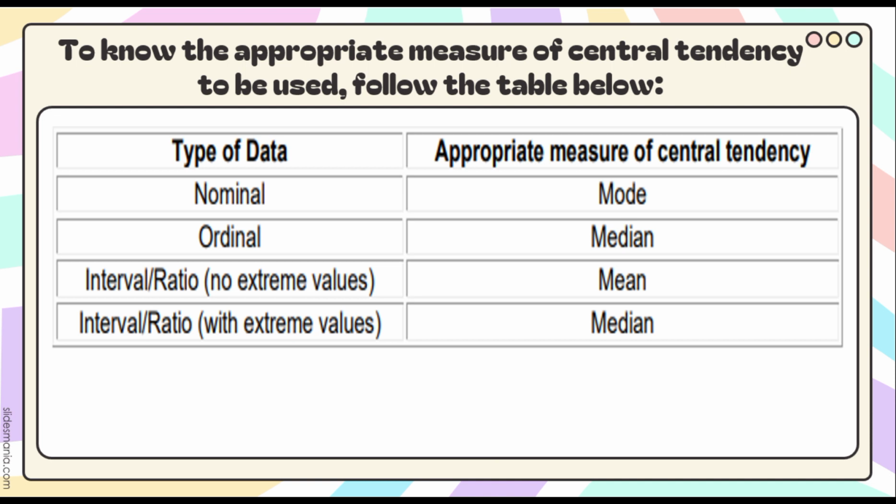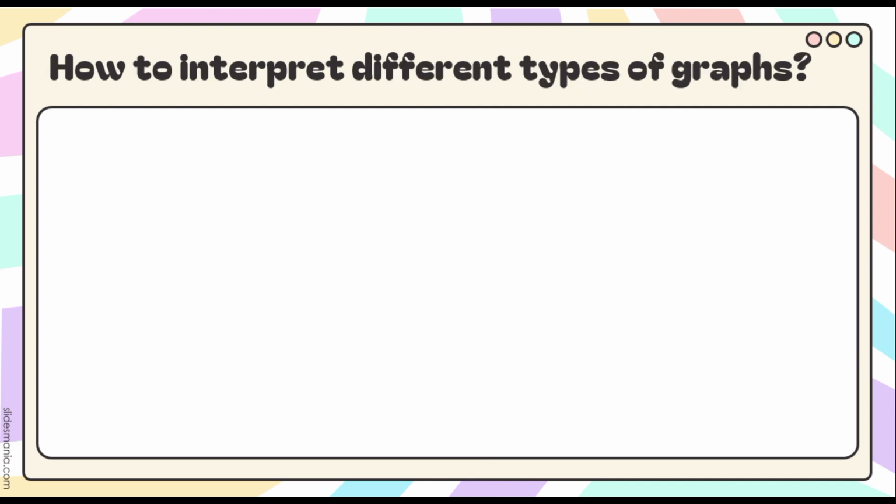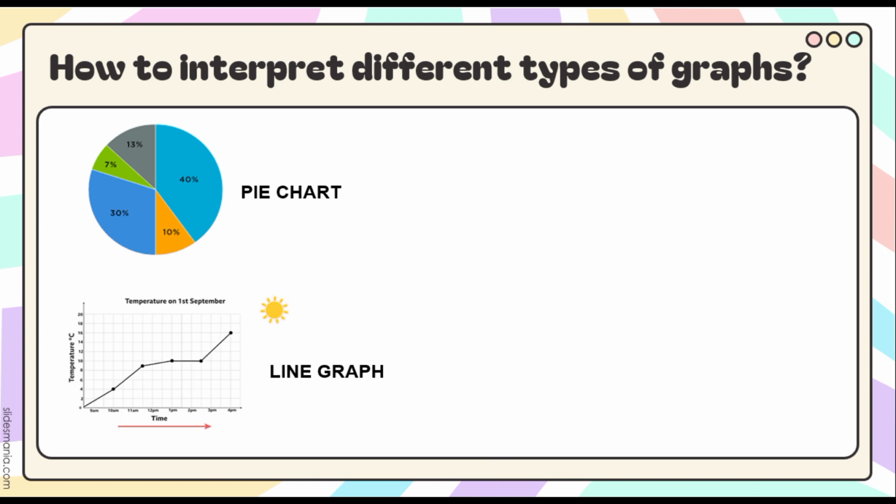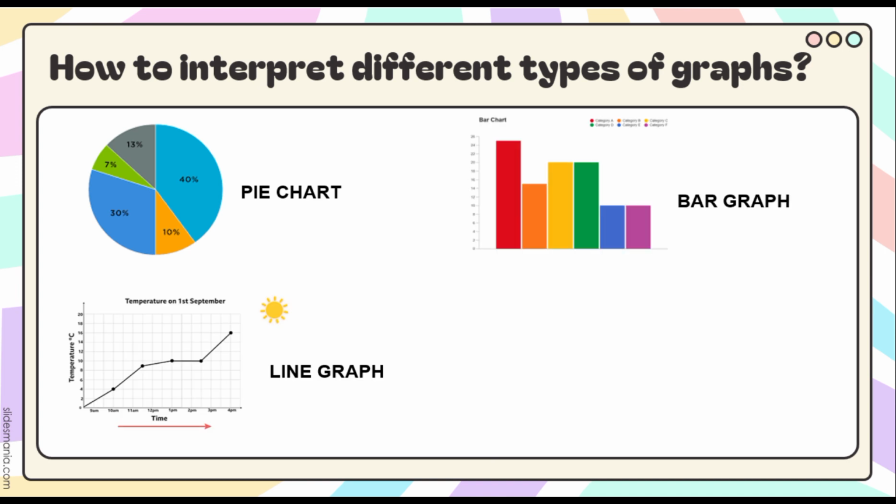But if our type of data is interval or ratio with extreme values, just like the example we have earlier, that is why we will use the median. Okay? So how to interpret different types of graphs? First we have the pie chart, second the line graph, third the bar graph, and lastly the histogram.